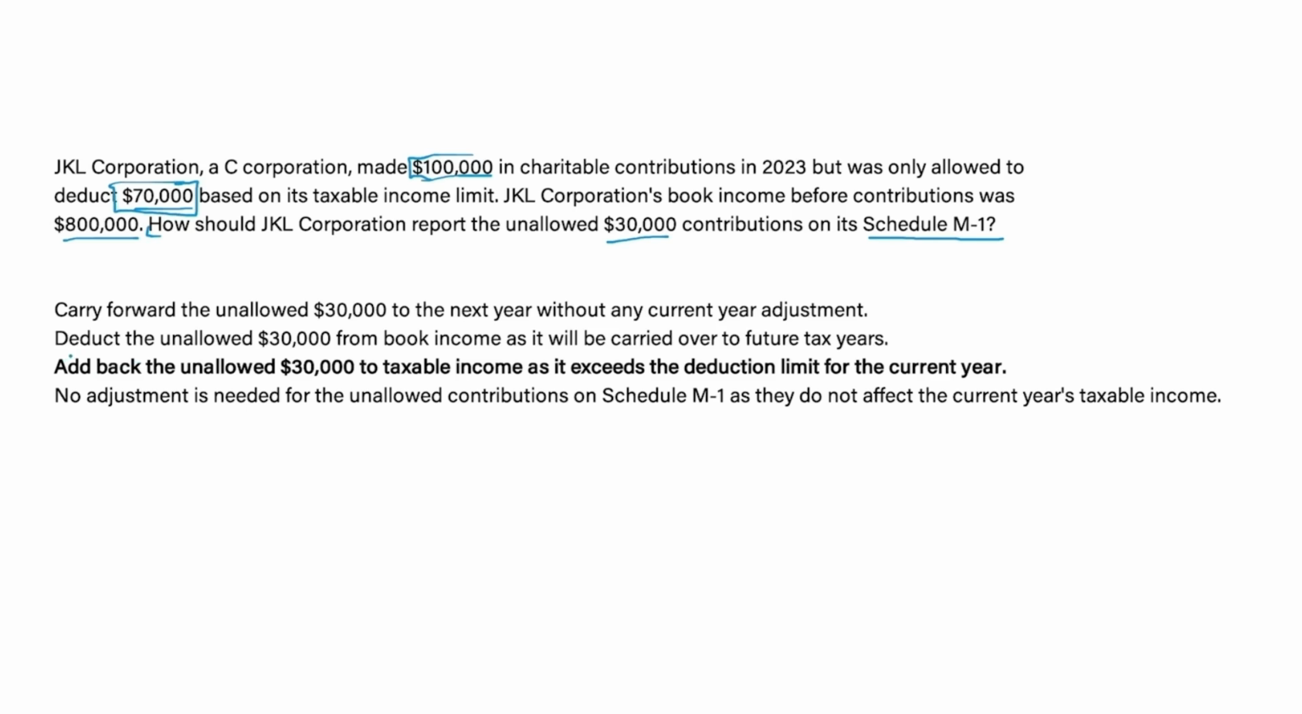So they need to add back the 30,000 they can't recognize as the expense, because you're starting out with book income, and then you need to add back the 30,000 you don't get for the 100,000 minus the 70,000. And then the 800,000 we don't have to do anything with here. Now we transition into individual taxation to talk about pre-AGI versus post-AGI items.